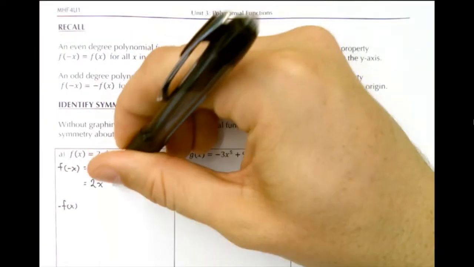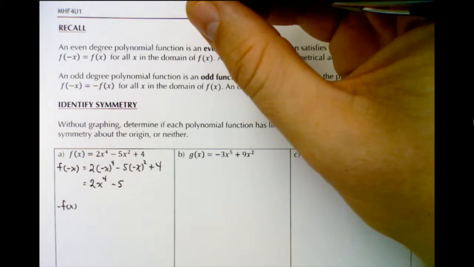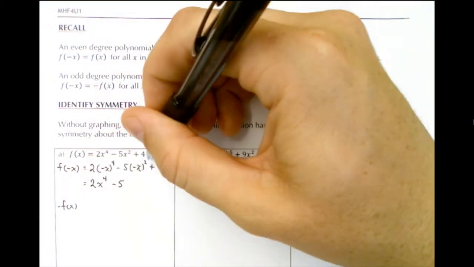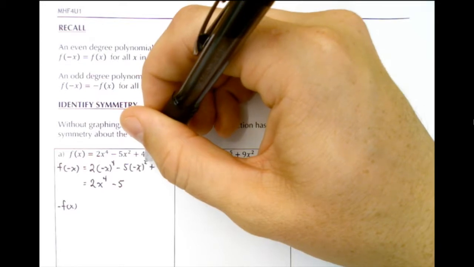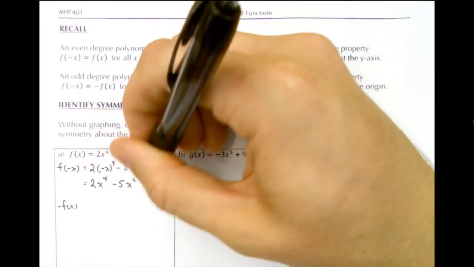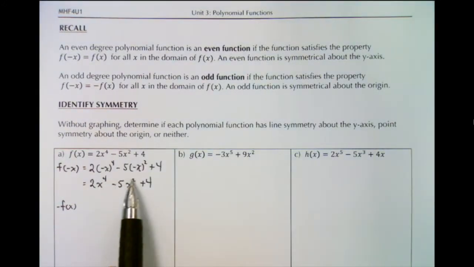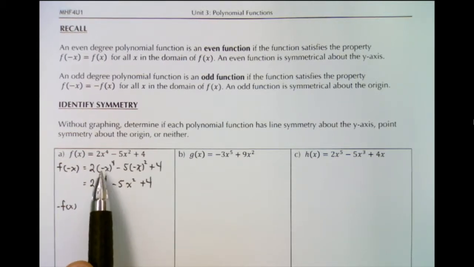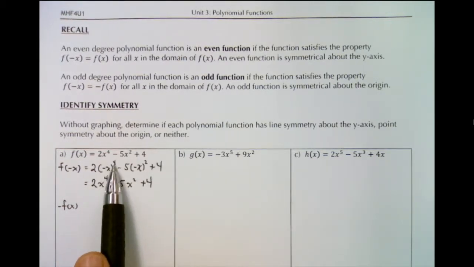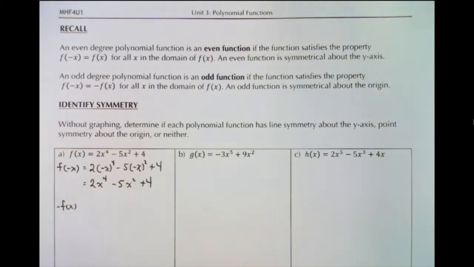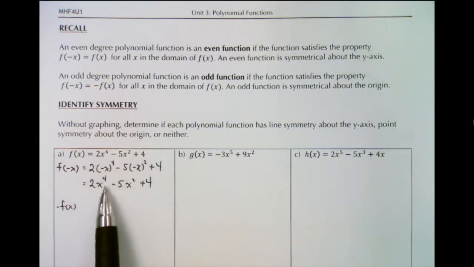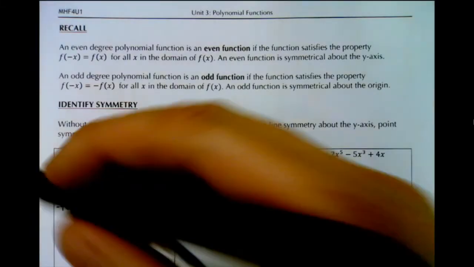Same thing happens here. Negative 5 is your coefficient, not your leading coefficient. Negative x squared would be negative x times negative x, which would just be x squared, and then plus 4. So what you can see happening here is that these two exponents were even, and when we inserted a negative x in place of x in an even exponent power, we come out with just the original term. What about putting a negative in front of f of x?